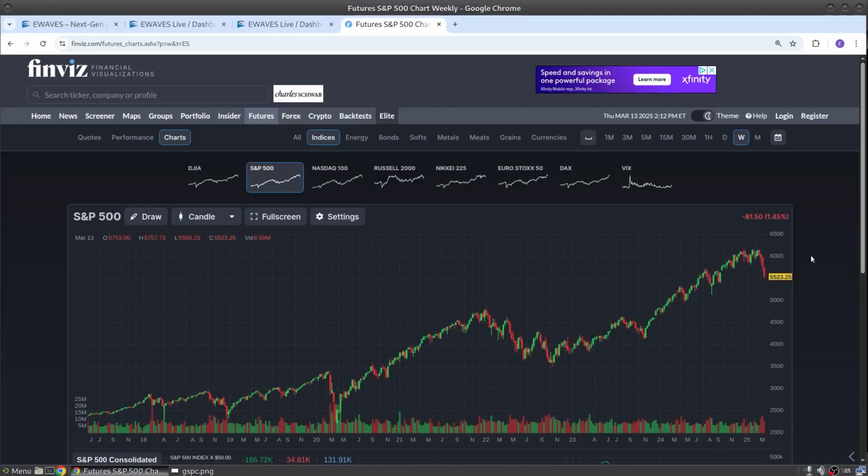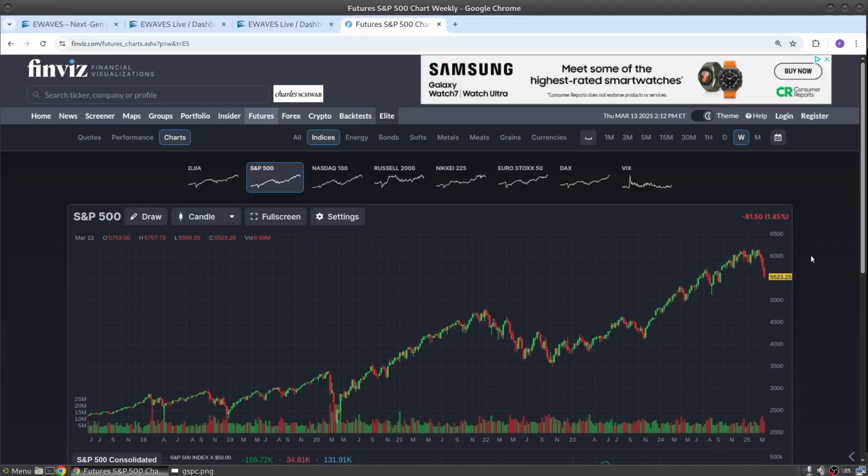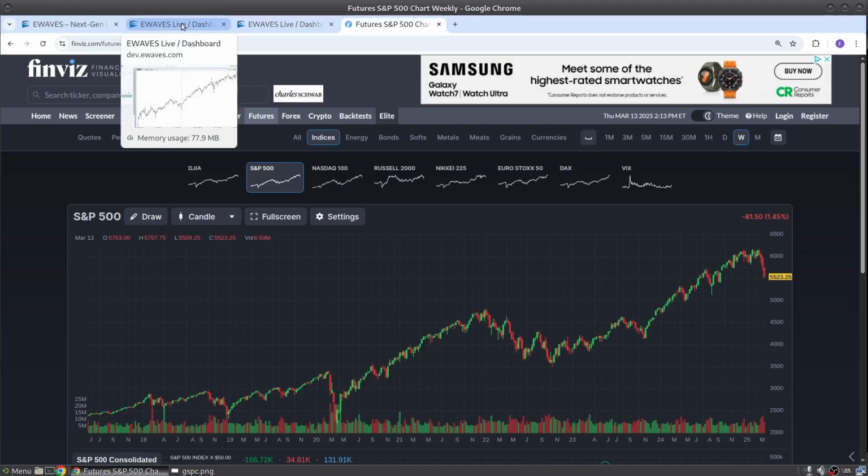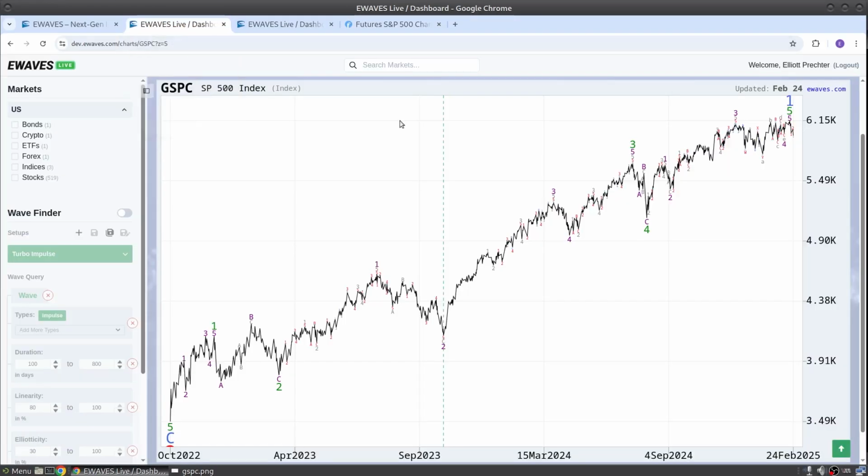Well, it just turns out that I've been working for over a decade on a research and development project, a sophisticated constraint solver that does Elliott wave fractal analysis. And I want to show you what subscribers to my service saw before this ever happened. So let's go directly to the eWaves live interface. Okay, this is the S&P 500 index, and this is what the subscribers saw on February 24th.